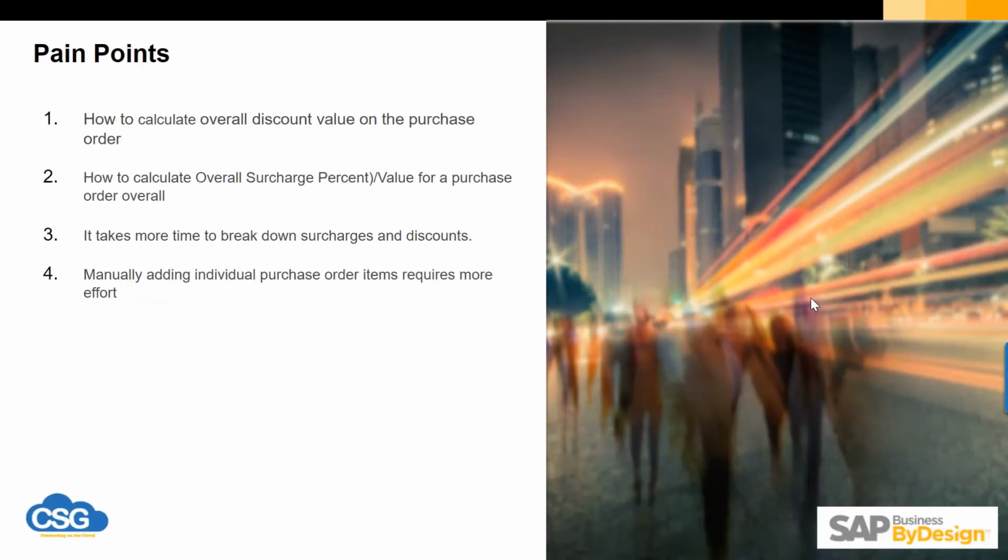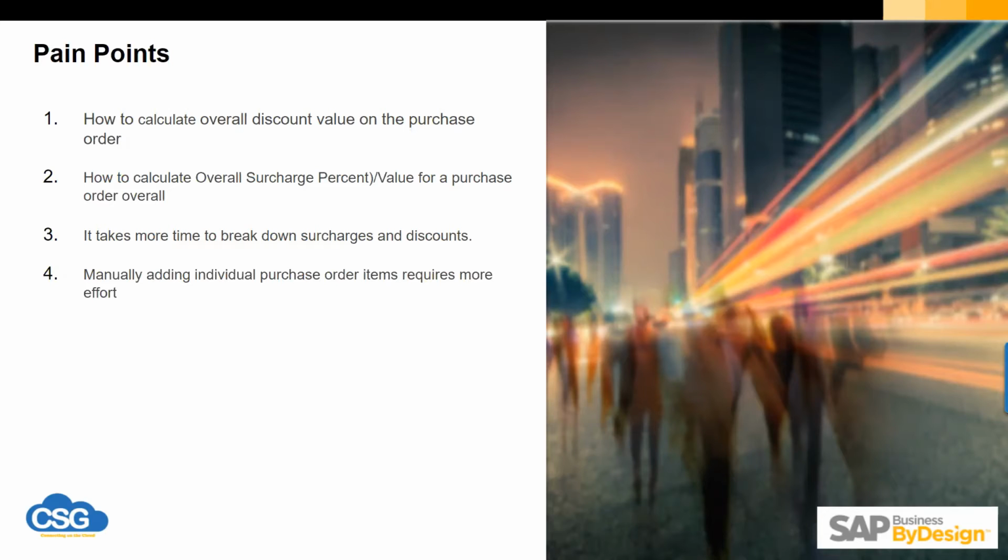These are the pain points. The pain points could be how to calculate the overall discount value on the purchase order, because the value was not defined earlier. We had only the percentage. And then another challenge is how to calculate the overall surcharge percentage or value for a purchase order overall. And it takes more time to break down the surcharges and discount.